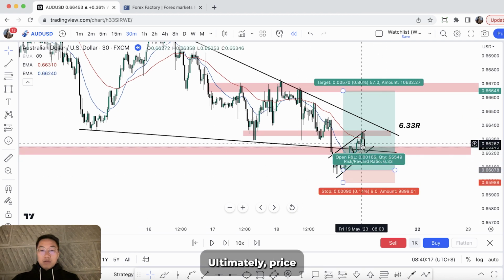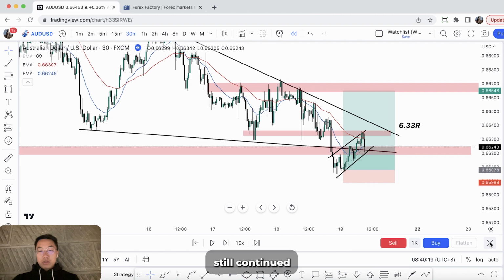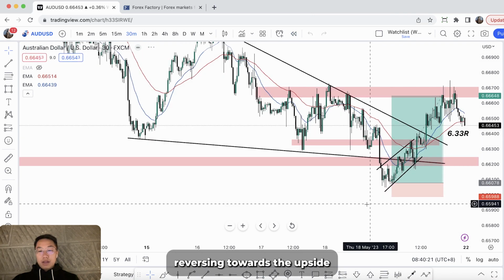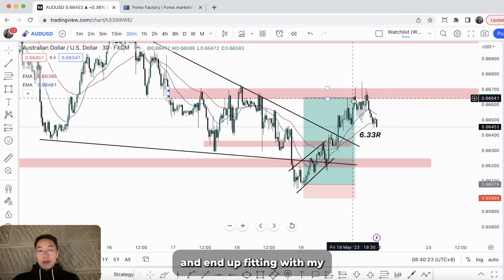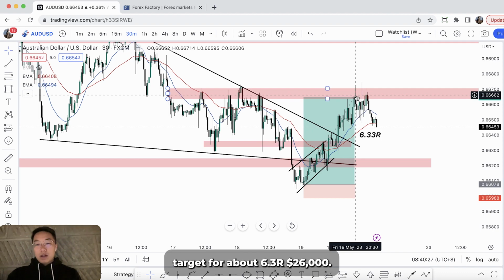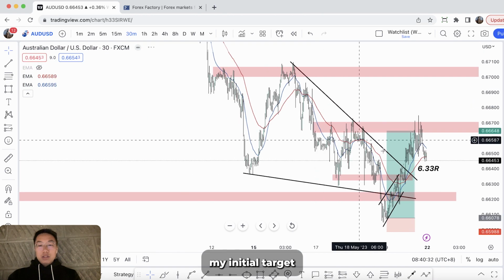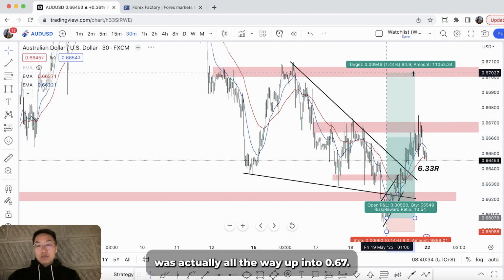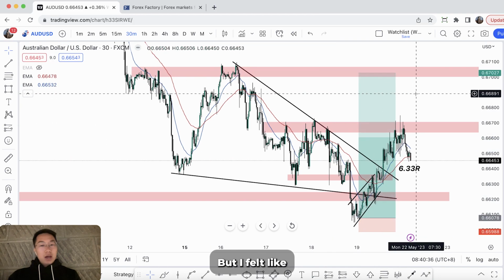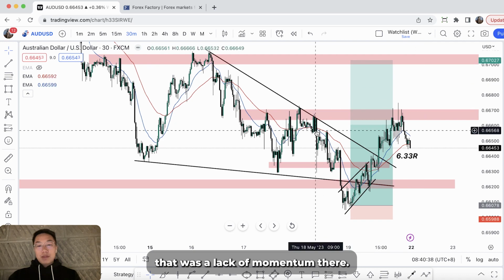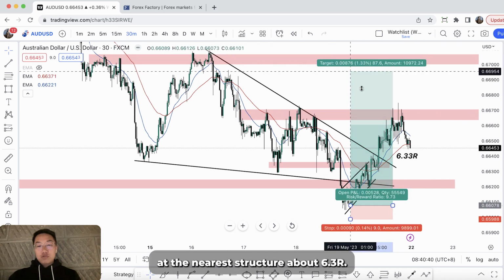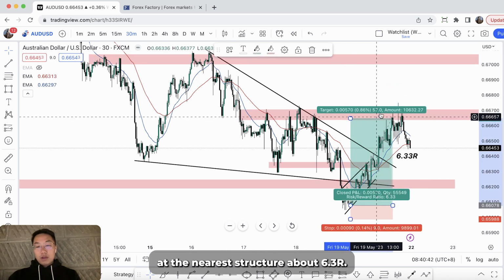But guess what? Ultimately, price still continued reversing towards the upside, and it ended up hitting my short-term profit target for about 6.3R, $26,000. My initial target was actually all the way up to 0.67, but I felt like there was a lack of momentum there. That's why I'm happy to close at the nearest structure, about 6.3R.